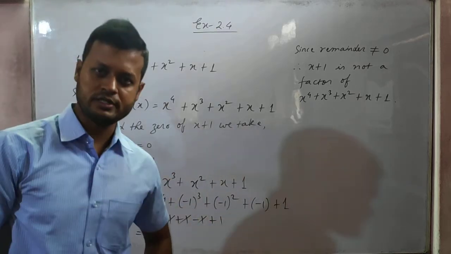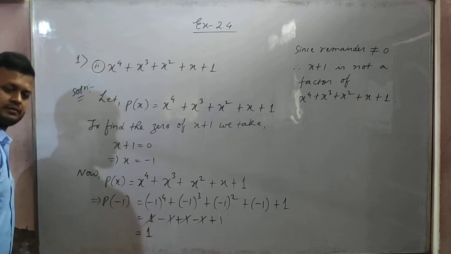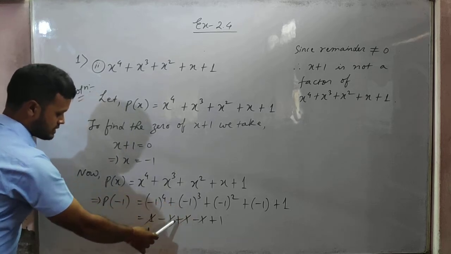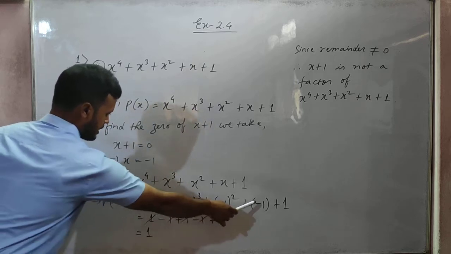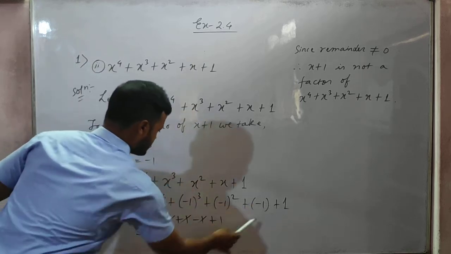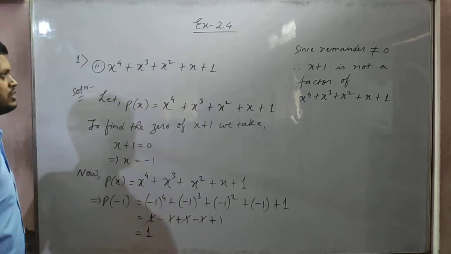Minus 1 raised to the power 4. What is 4? 4 is an even number, isn't it? So if 4 is even, the answer will be plus 1. Here 3 is odd, so the answer will be minus 1. 2 is even, so the answer will be plus 1. This will become minus 1 and this will become plus 1. So plus 1 minus 1 cancel, plus 1 minus 1 cancel. The answer will be 1.